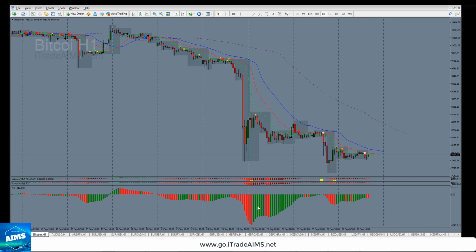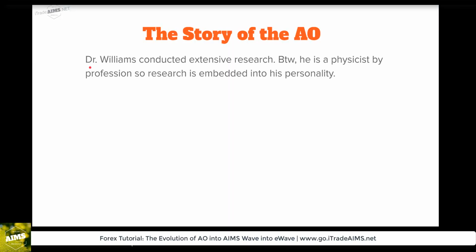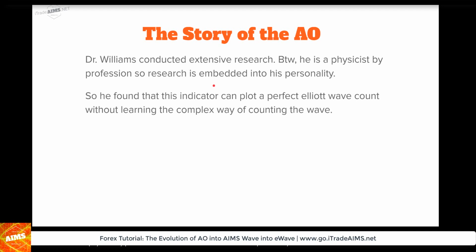So I was going to talk about the AO. So this is the AO, and let's go back to the presentation. Dr. Williams conducted extensive research. By the way, he is a physicist by profession, so research is embedded into his personality. He found that this indicator can plot a perfect Elliott wave count without learning the complex way of counting the wave.